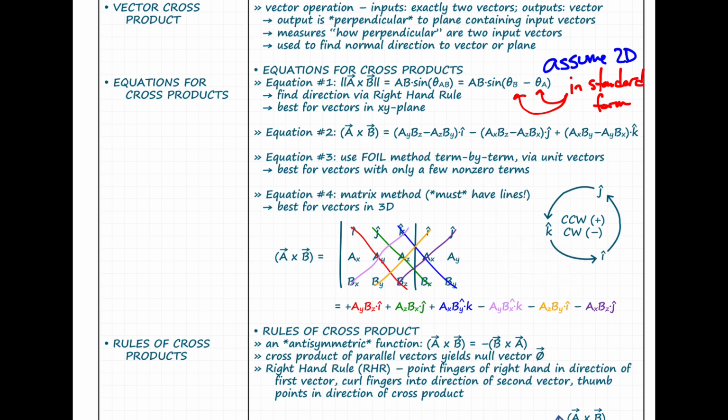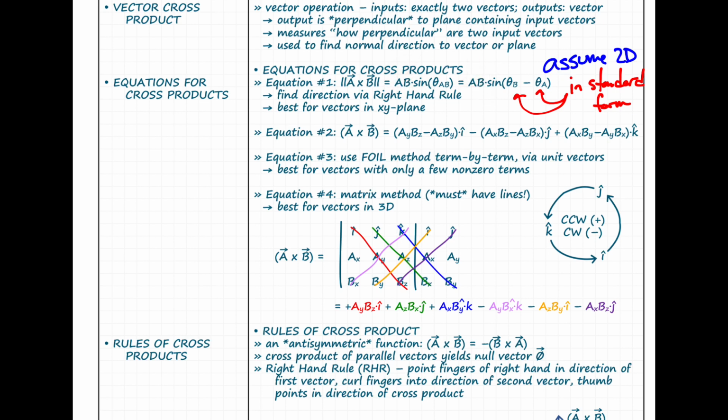We can also say that j hat cross k hat should give us i hat. This would be the YZ plane. What's perpendicular to the YZ plane? The x-axis is perpendicular to the YZ plane. So our unit vectors are all perpendicular to one another. Our unit vectors all have magnitudes of 1, so that's not changing anything there.